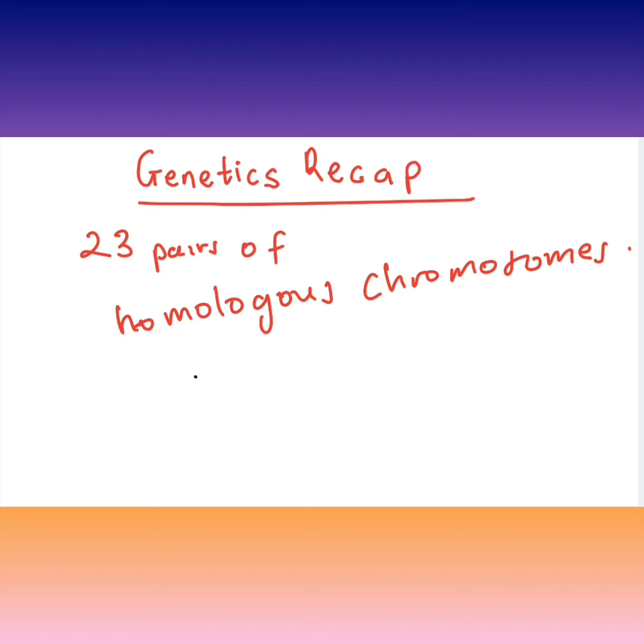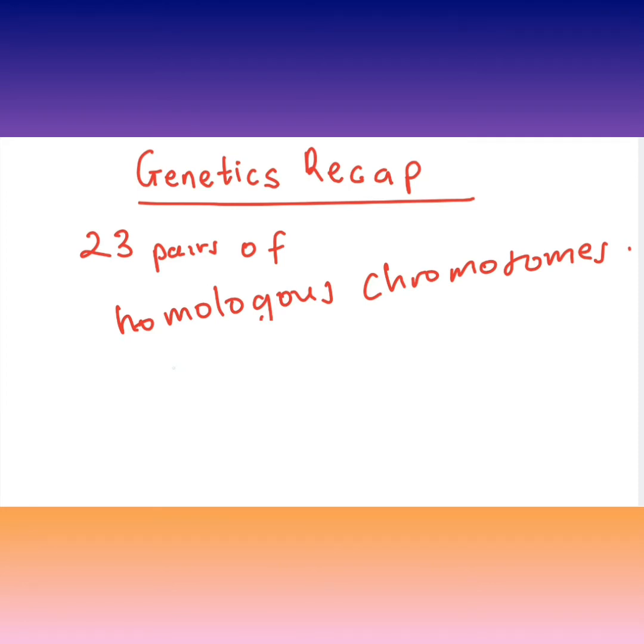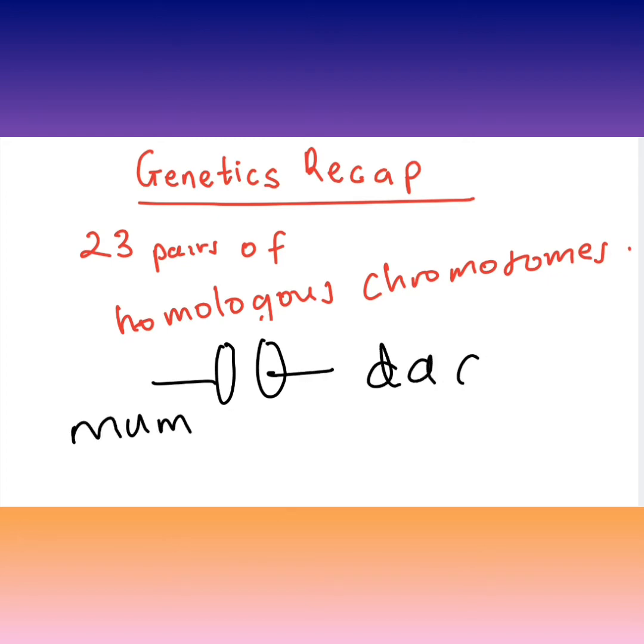Now, in a chromosome pair, one chromosome comes from the mother, while the other chromosome comes from the father. So basically, you have the pair looking something like this. 1, 2. So one from mom, the other from dad. And this would be referred to as a homologous chromosome pair.